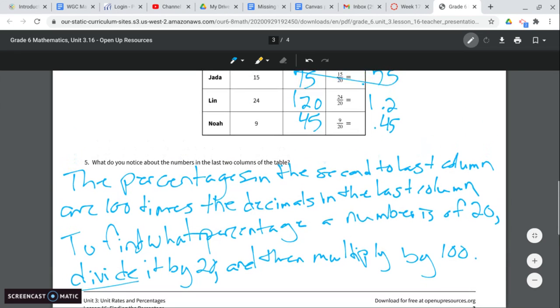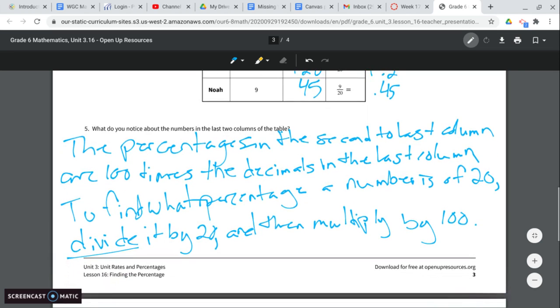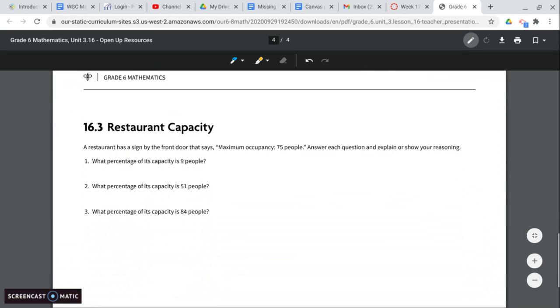So they're all a difference of 100. They're 100 times as much because we're moving that decimal 2 places. So we're multiplying by 100 because we're dealing with percentages, and percentages are out of 100. So your keyword for this lesson is divide. Divide is your keyword for this lesson.